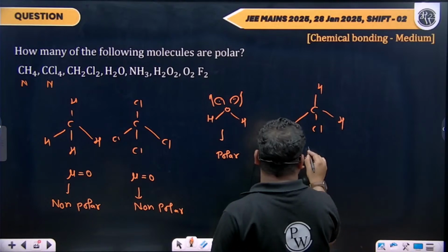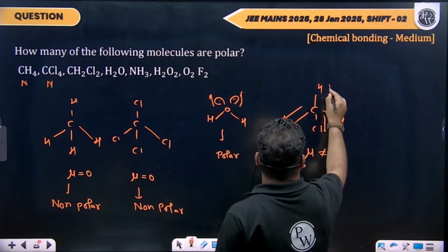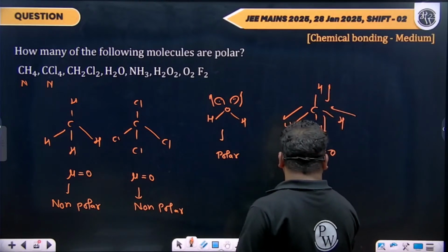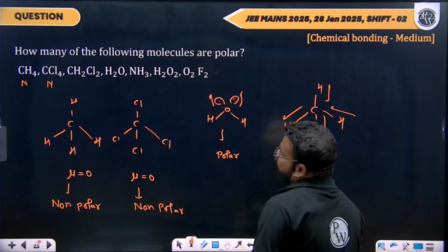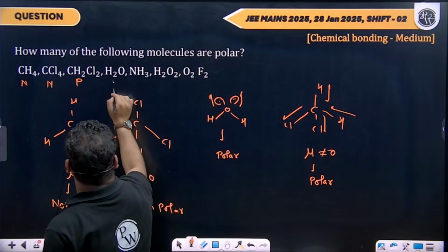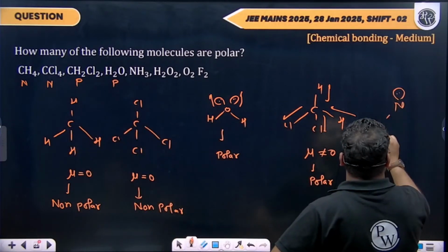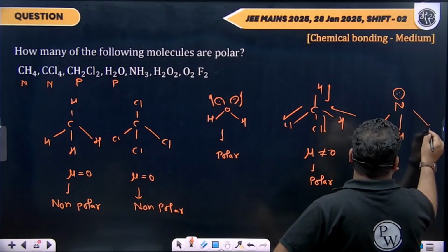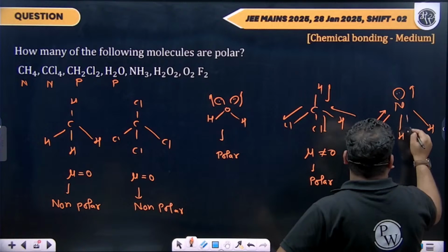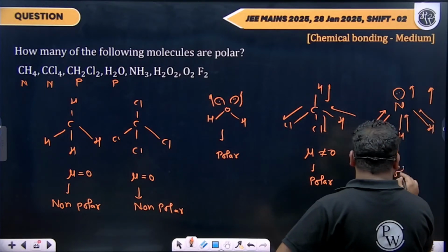Okay, so the dipole moment is not equal to 0, so it is also a polar molecule. Now let's see NH3. It also has a dipole moment, so the overall dipole is not 0. So it is also a polar molecule.